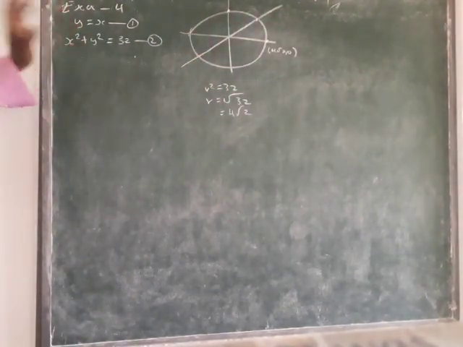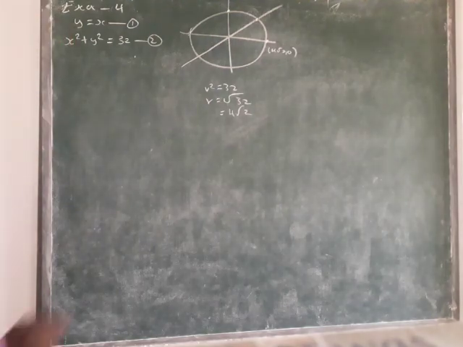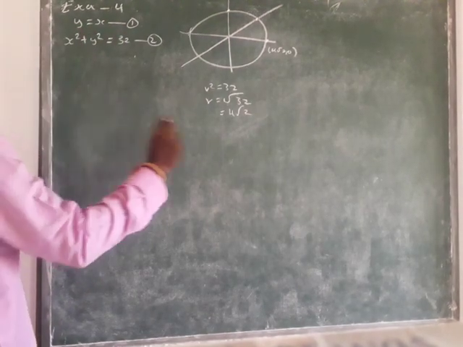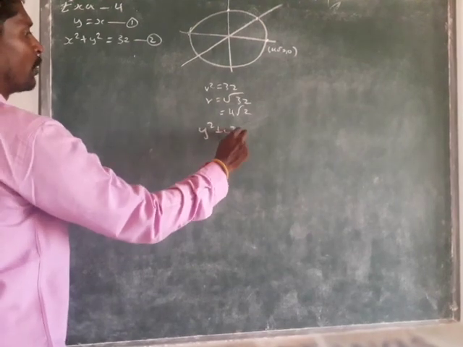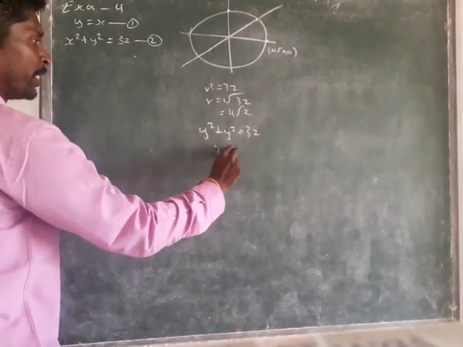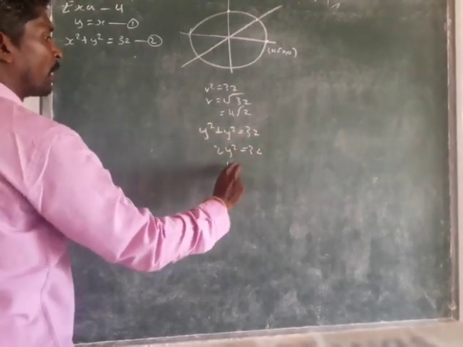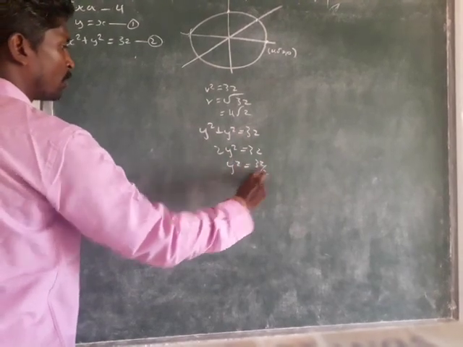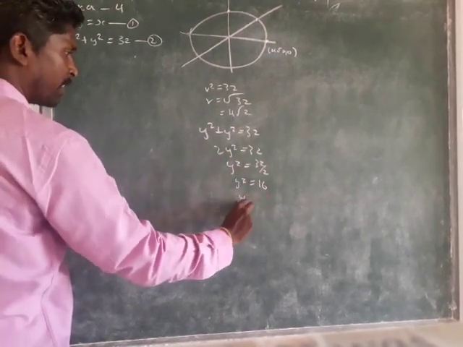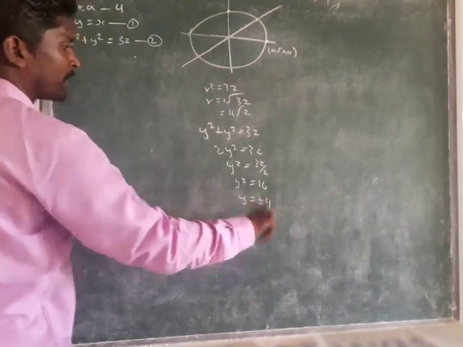So y equal to x. In equation 2, instead of x substitute y. So what will happen? y squared plus y squared equal to 32. Then 2y squared equal to 32, then y squared equal to 32 by 2. y squared equal to 16. Then y equal to plus or minus 4.